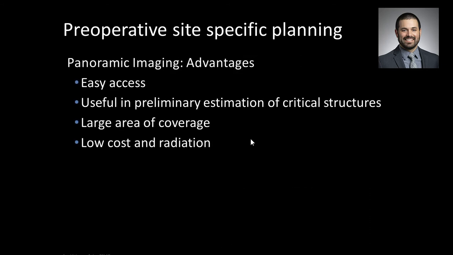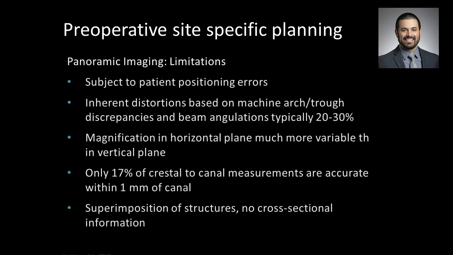If we look at panoramic imaging, of course, that's very easy. And it can identify your critical structures, your canals and sinuses, from a first glance perspective. You, of course, get a large anatomic field of coverage, and they're low cost and really pretty low radiation. But the downside is they're quite subject to patient positioning errors. And on top of that, there are inherent distortions based on basic assumptions that each machine makes about its focal trough and where the patient is. And that'll vary 20 to 30%, so a sizable number, machine to machine or model to model.